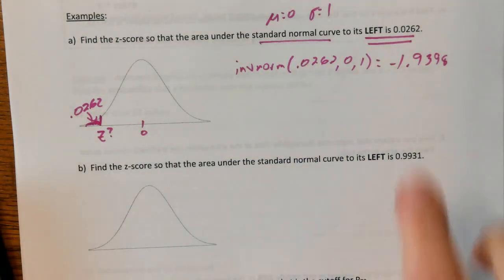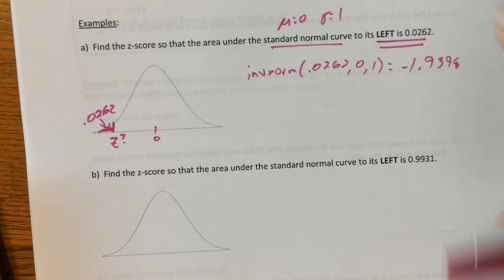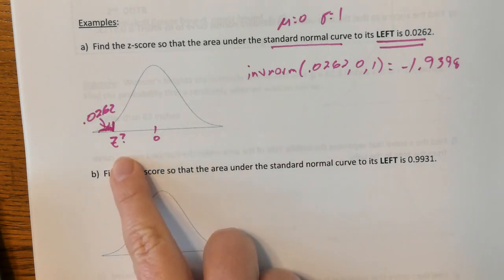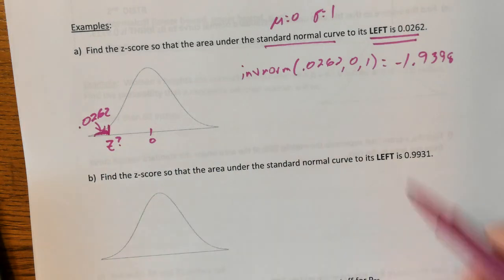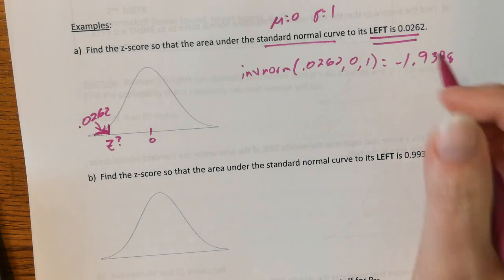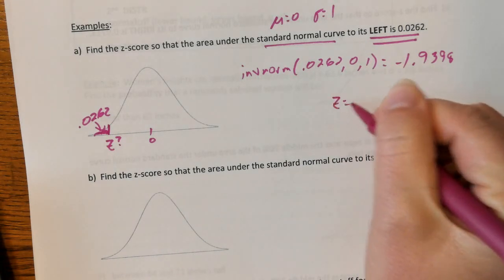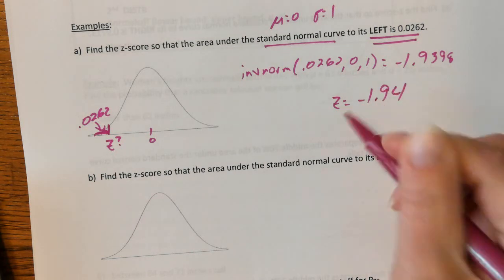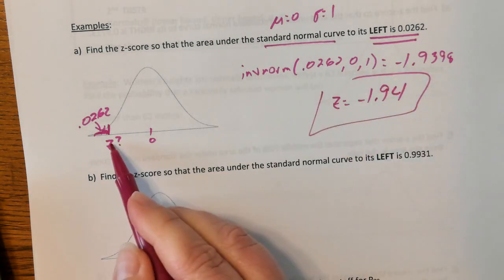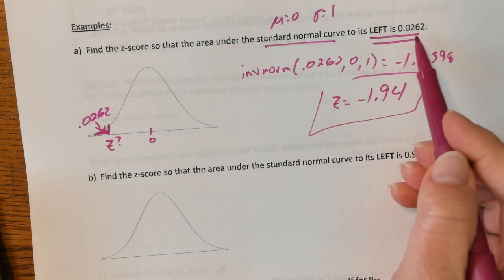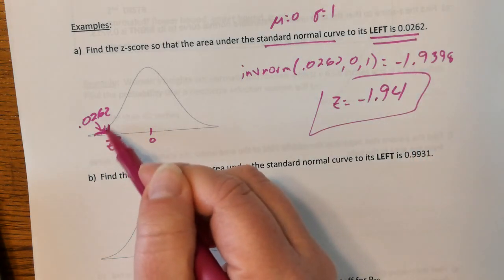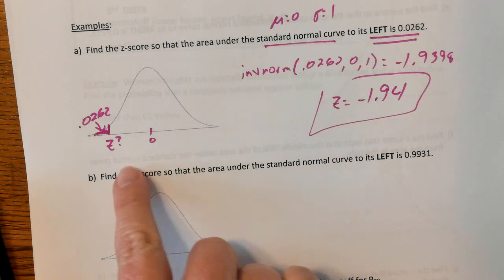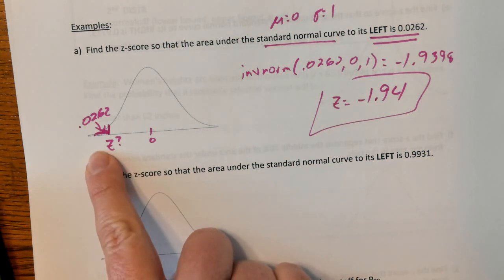Remember, area is 4 digits, z-scores are 2. Since we are looking for a z-score, we're going to round this off to 2 digits. So our z-score is negative 1.94. That is the z-score cutoff. 0.0262 is the area to the left of negative 1.94 for a z-score.